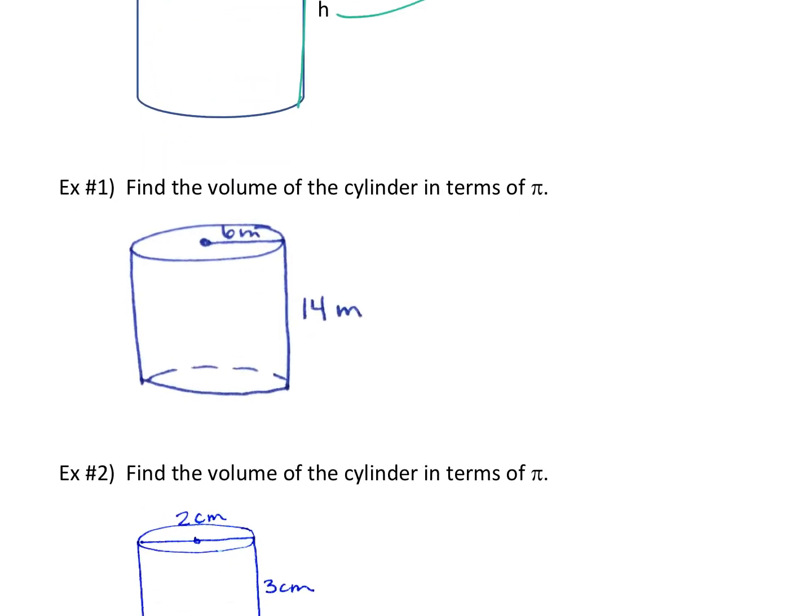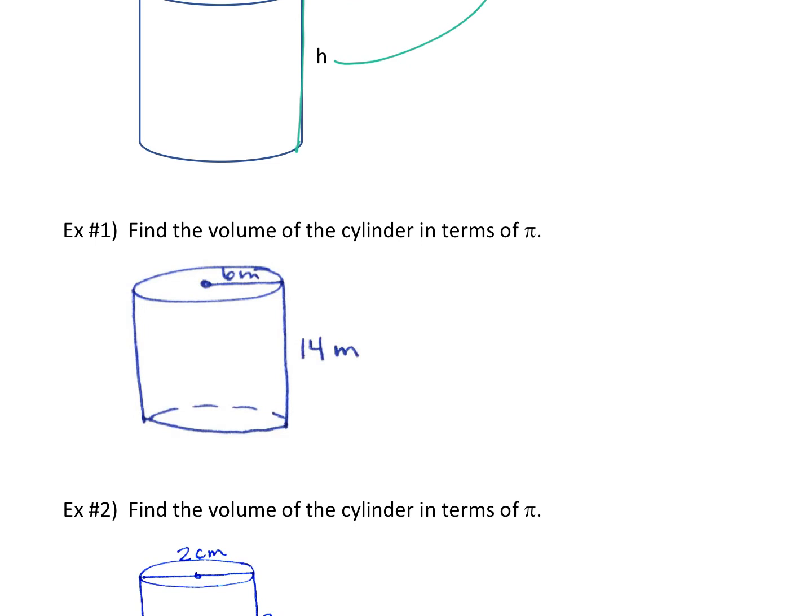So if I ask you to find the volume of this cylinder in terms of pi, first of all, are you plugging pi in? No. In terms of pi, you leave pi in your answer. You don't plug it into your calculator, okay? So find the volume here. Volume equals the area of the base times the height. What is the area of our base?